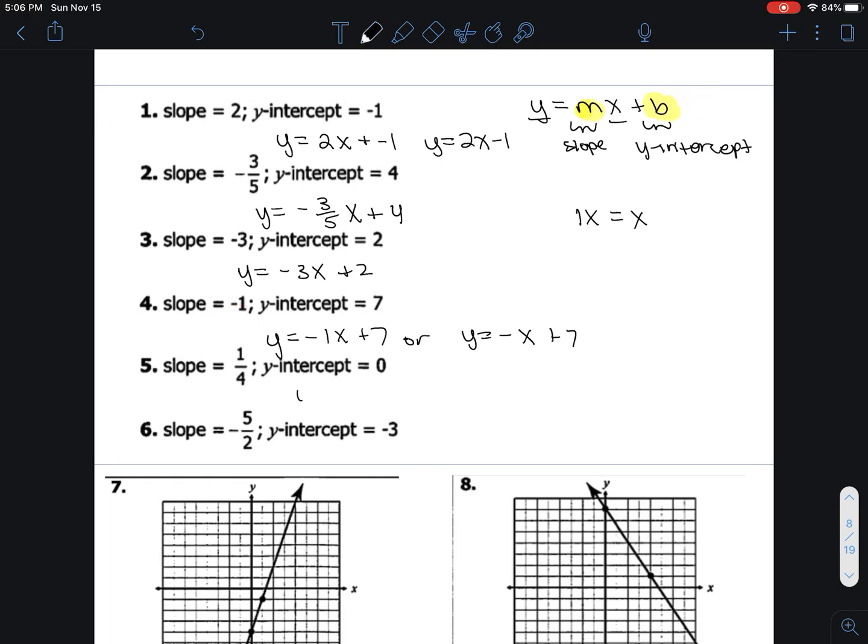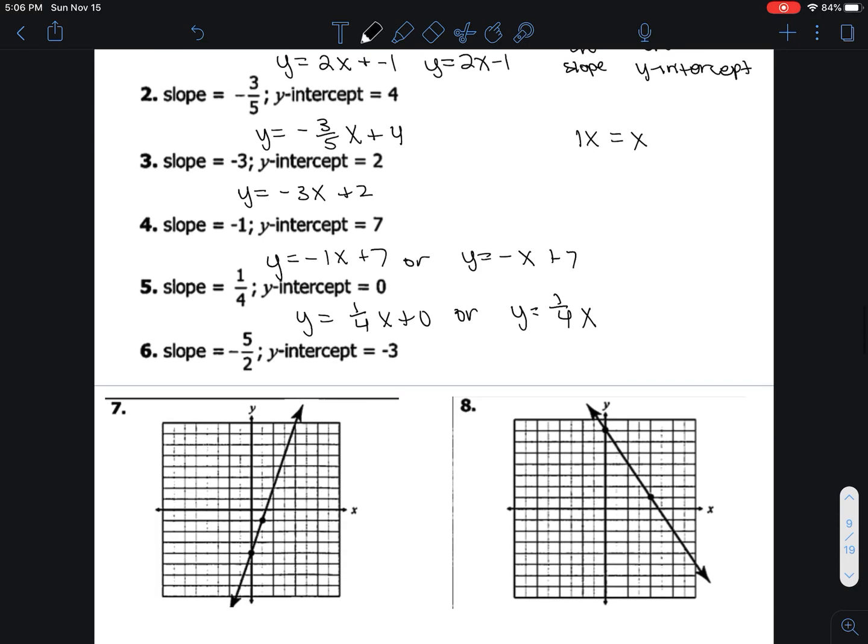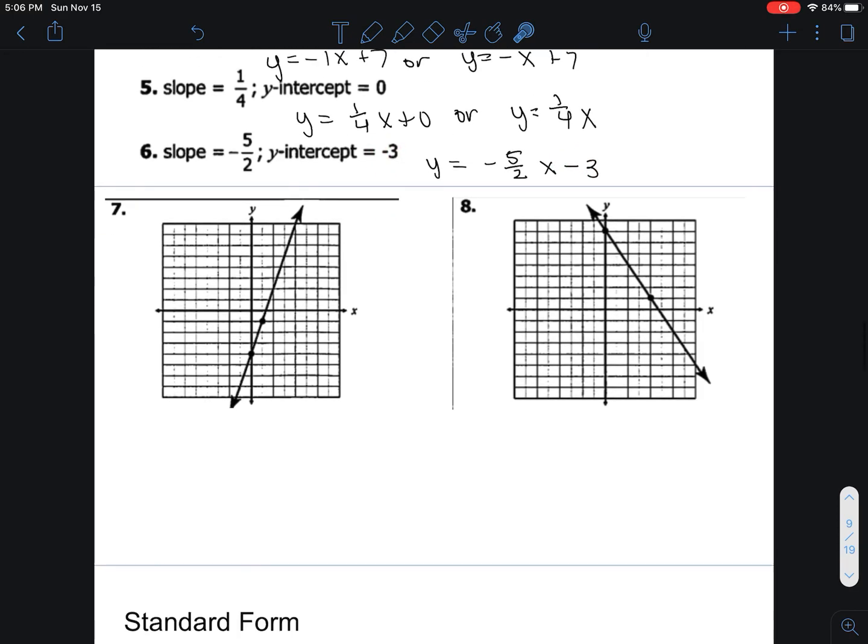Number 5, y is equal to 1/4 x plus 0, because our y-intercept is 0, or we could write it as, and this is the way you'll see it, y equals 1/4 x. So where there's no y-intercept, our y-intercept is 0. So that means that it's at 0. And the last example, y is equal to -5/2 x minus 3. Our slope is -5/2. Our y-intercept is -3. That's why we have a -3.